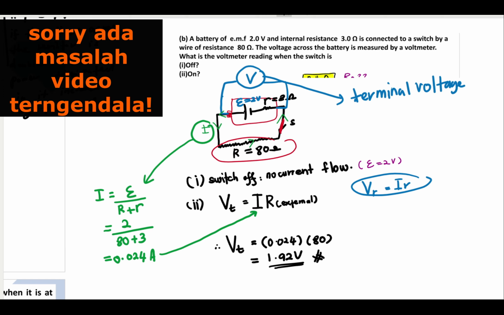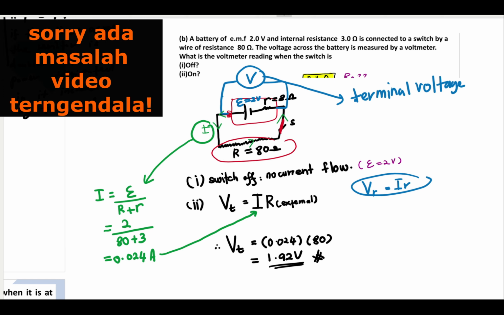But our problem now is that we do not have the current, so we need to calculate its value. How to calculate current? To calculate the current, we use the EMF, which is 2. I equals V over R total. R total is all the resistance, including external and internal resistance. So I equals EMF over R total, which is R plus r: 2 over 80 plus 3, which is 83. So you will get I equals 0.024 ampere.